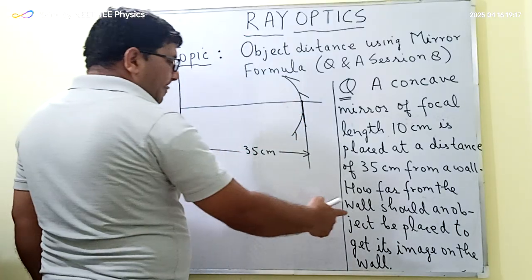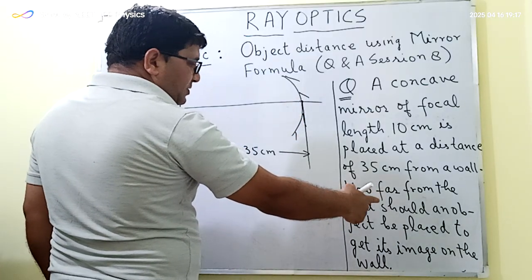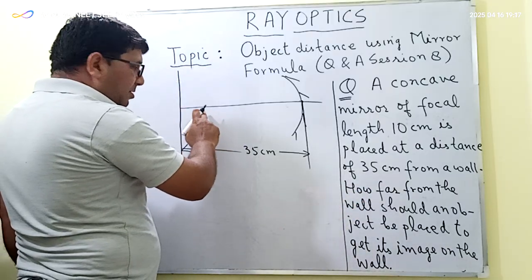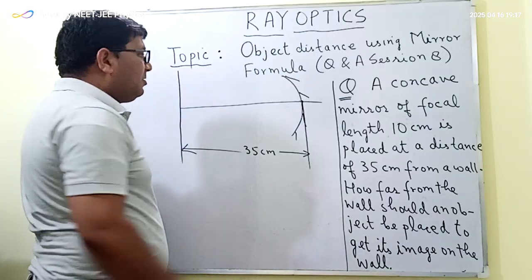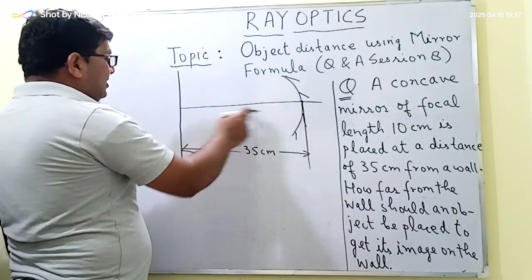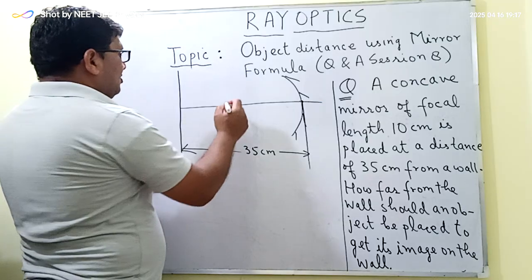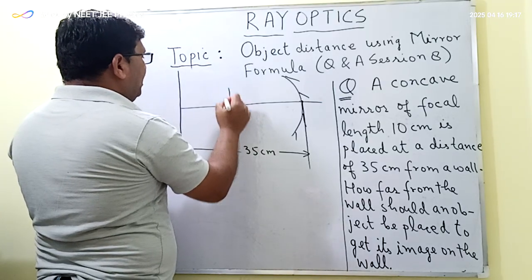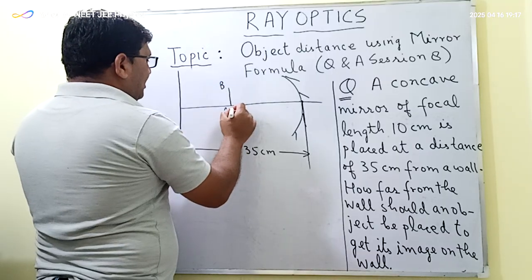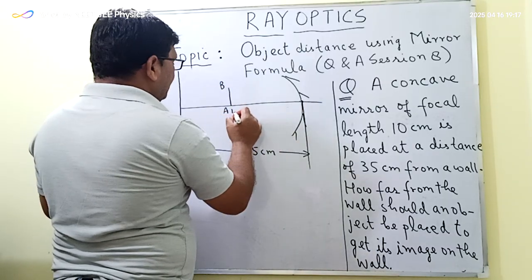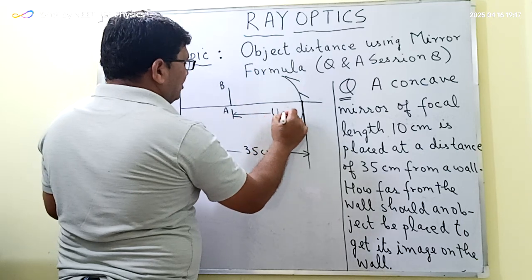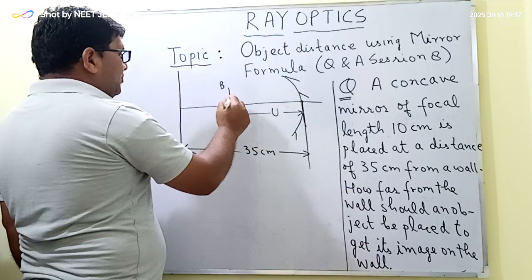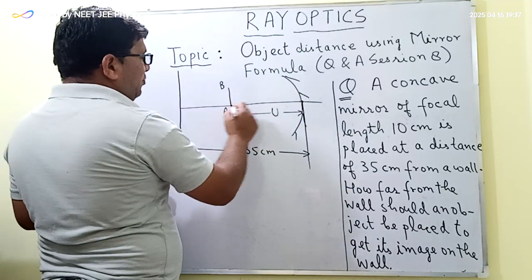Now we have to find the distance of the object which should be placed on this principal axis of this concave mirror in order to get the image on this wall. So let us consider this object as AB here, and so this distance, that is the distance from the pole of this mirror up to this point A.